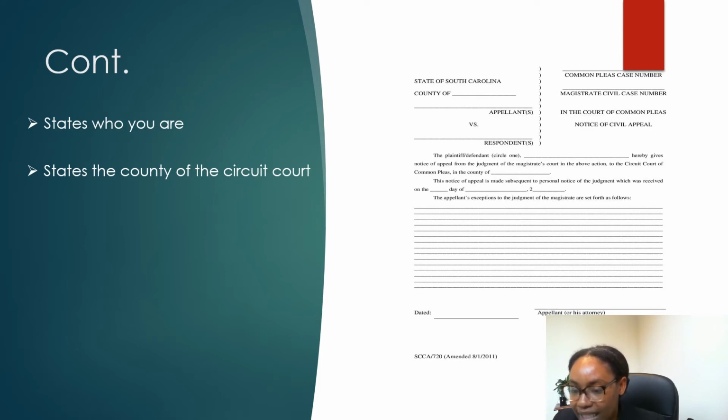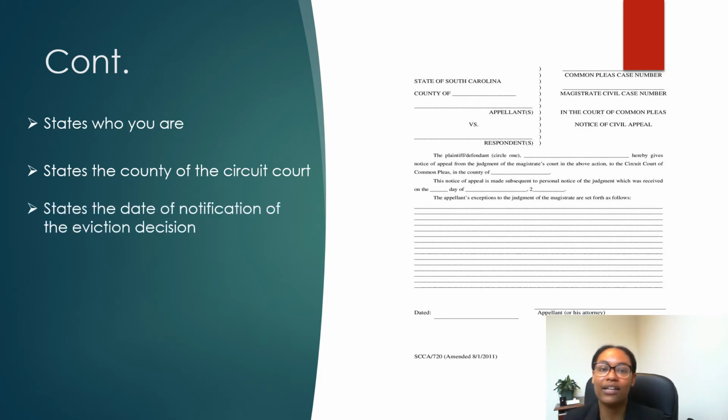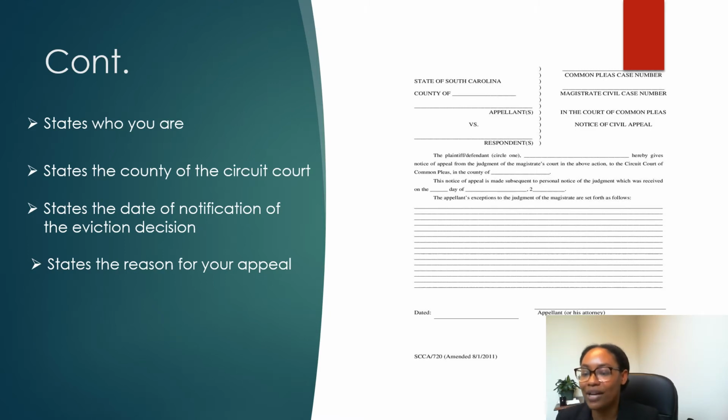And then you would state the date on which you were notified of the eviction decision. So when the magistrate court judge made their ruling, that's the date you would put in there. And then of course, they want to know, why are you filing this appeal? So you have all that space to explain whatever reason is your reason in your case.